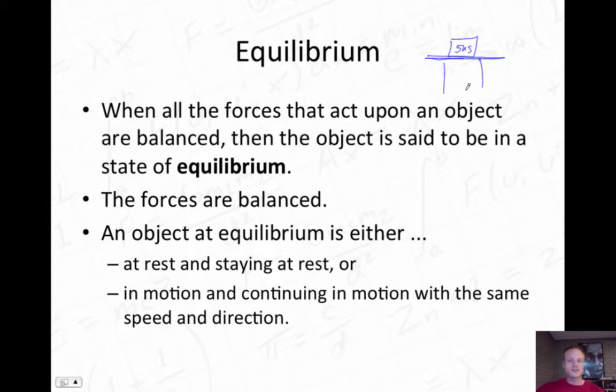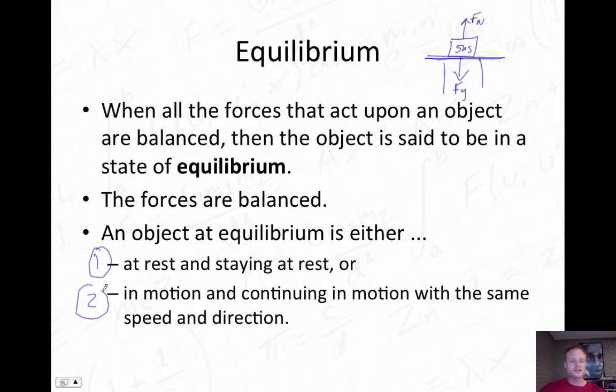It's not moving, it's just sitting there, but we know that every object on Earth experiences the force of gravity, F sub g. Now what is balancing the force of gravity? Well, this table is pushing on this brick with a normal force, F sub n, and these two forces must be balancing each other. If the forces aren't balanced, we'd have some movement, and that's not the case in equilibrium. So an object at equilibrium is either at rest or staying at rest, which is an example of this, or in motion and continuing in motion with the same speed and direction.